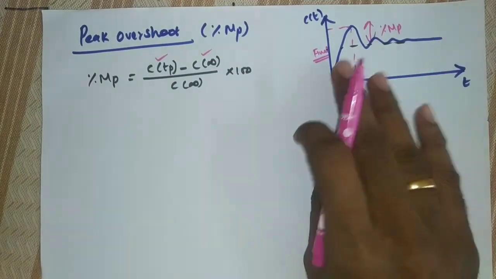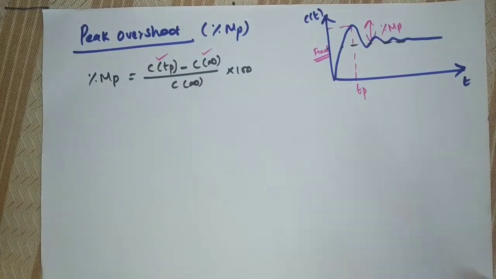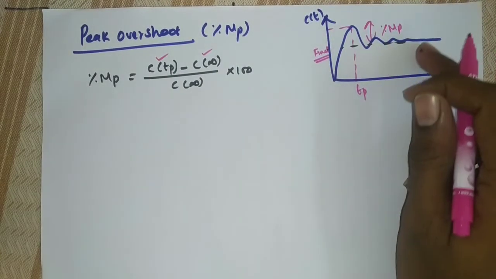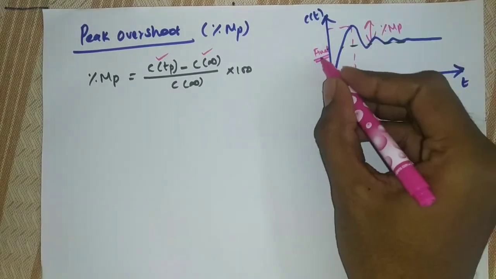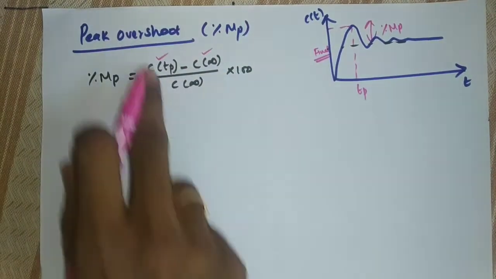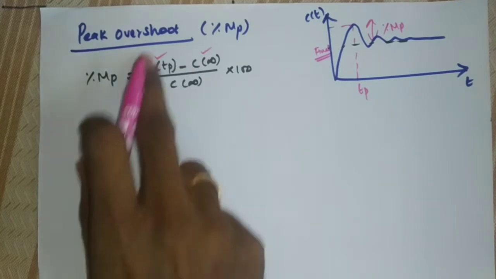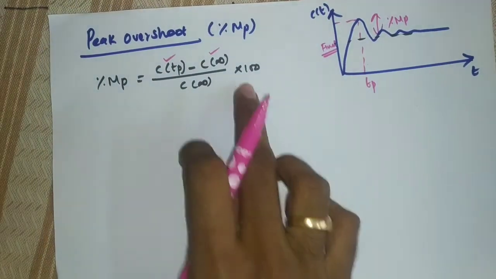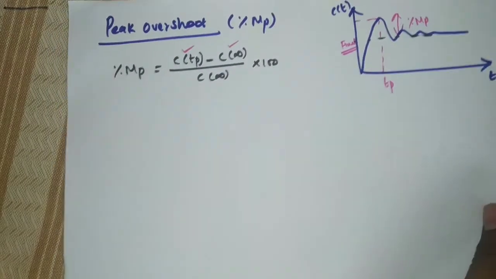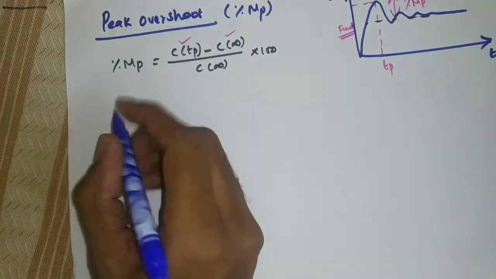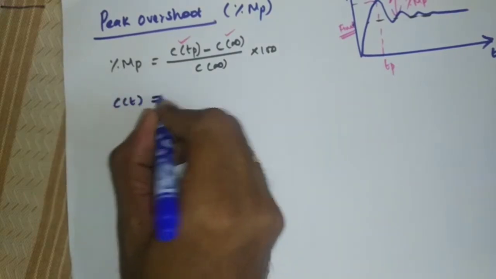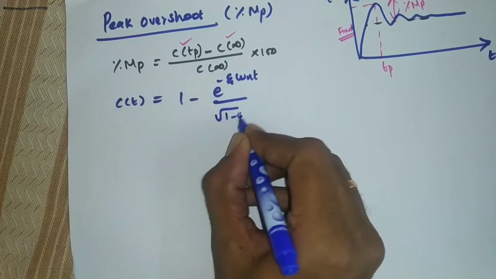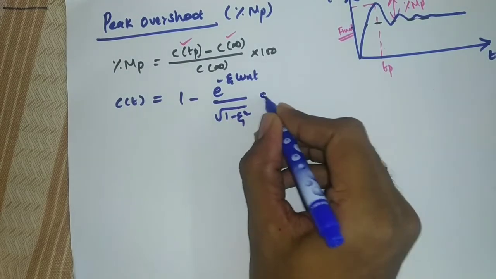At time equal to infinity, the system is reaching the stable condition and the system is reaching the final value. That is why we are substituting c of infinity here. So it is the ratio between the peak value and the final value. By multiplying by 100, we get the value as a percentage. So let's now take the c of t equation, which is the step response of a second order system.